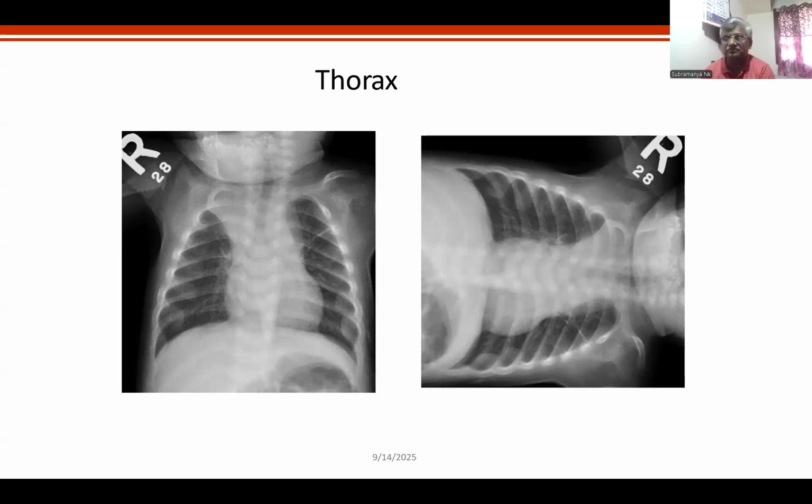Same film. This is a case of rickets. And why was the rickets missed? Because all of your focus was on the right upper lobe. Right upper lobe, let me say collapse, thymus. I'll discuss it at the end. Don't worry about it. I've got n number of cases to be discussed today. I'll discuss them at the end.